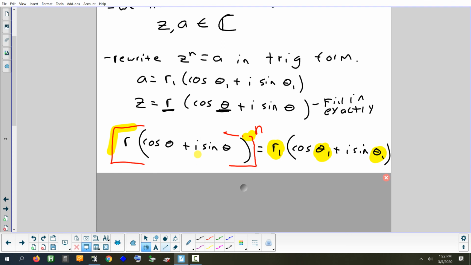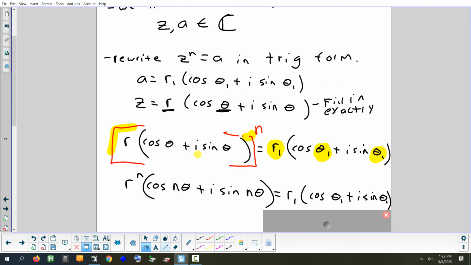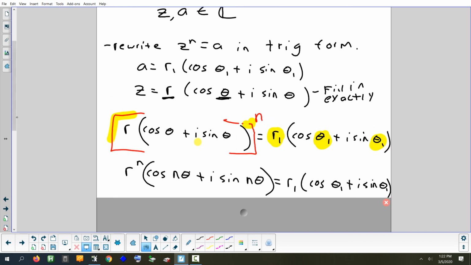How would you raise that number to the nth power? r to the power of n, parentheses, cosine n theta plus i sine n theta. Yep. So that's the part I said when we do roots, DeMoivre's theorem is going to tie in. That's where it just tied in. What's the purpose of a equals r1 cosine theta? That's going to be a value that you have to find right as your first step. You're going to use the Pythagorean theorem and inverse tangent.